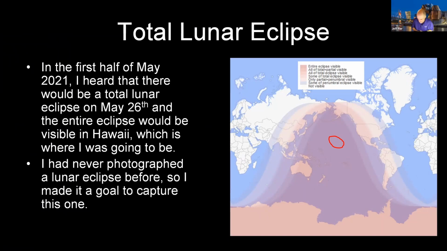So earlier this year in mid-May, we went to Hawaii. But before I went, I got wind that there was going to be a total lunar eclipse on May 26th. And I was still going to be in Hawaii at that point. Since I had never photographed a lunar eclipse, I decided this would be a great opportunity because Hawaii was right smack in the middle of where you get to see the entire eclipse. So that's what I planned to do.